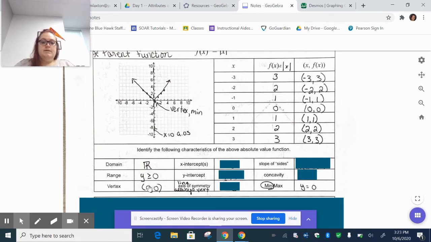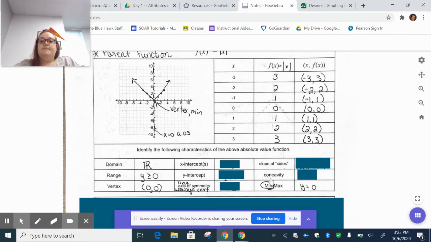Okay. So that's all things that we have talked about before. That's all domain and range. You guys are old hats at that by now. And vertex and minimum, maximum, we've talked about that in quadratic functions.